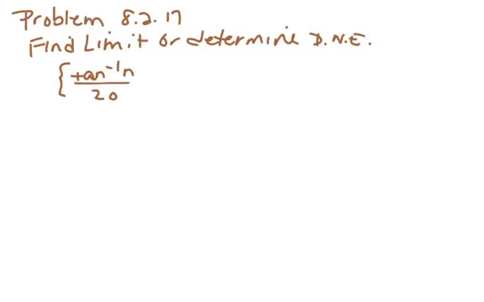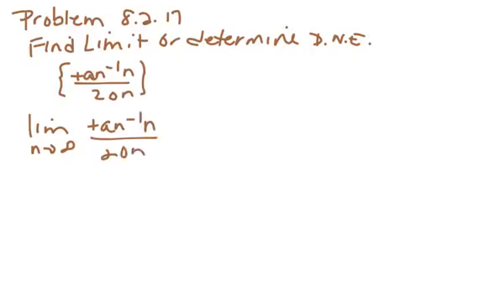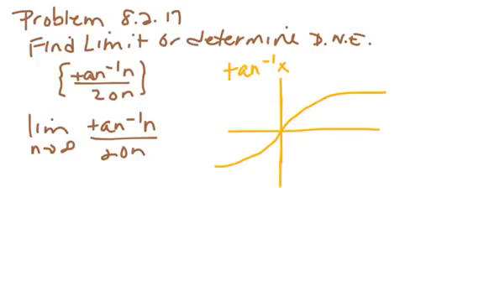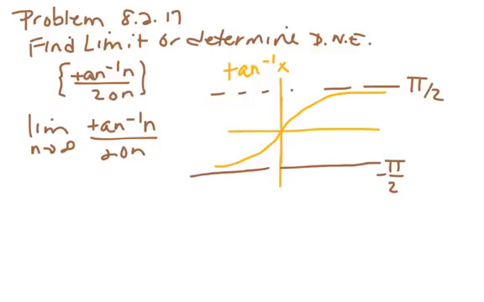n over 20n. So you needed to find the limit as n goes to infinity of tangent inverse of n over 20n. And the key to unlocking this limit is recognizing or recalling the graph of tangent inverse. So tangent inverse of x looks like this, and there are asymptotes here, right, at negative pi over 2 and pi over 2. But we're actually going to be exploring just this piece of it because we're looking at n, right, positive n, so n is going to infinity.